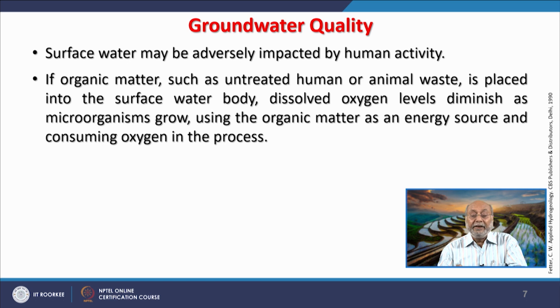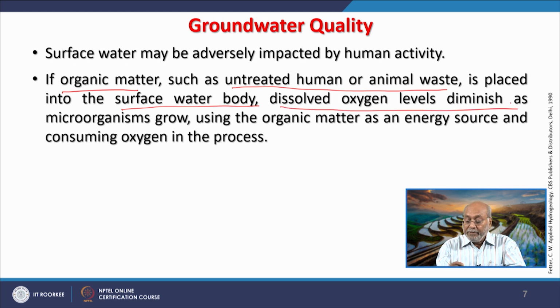Now, in groundwater quality, we also consider organic matter. Earlier we considered inorganic matter and dissolved gases, now organic matter. Untreated human or animal waste also gets mixed with our surface water, especially streams, rivers and ponds. If the dissolved oxygen level is high, then it is diminished, as microorganisms grow using the organic matter as an energy source and consume oxygen in the process.